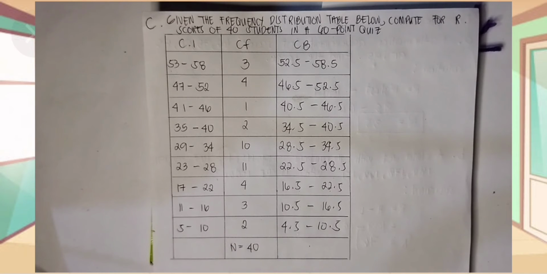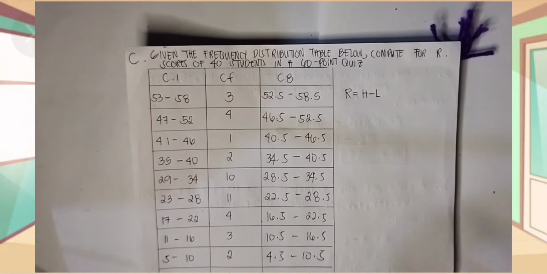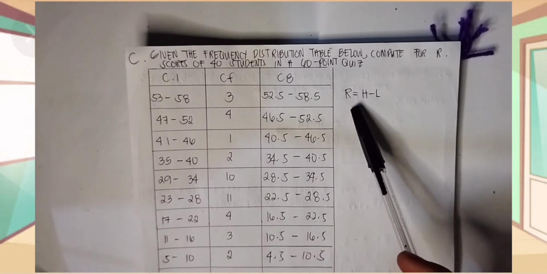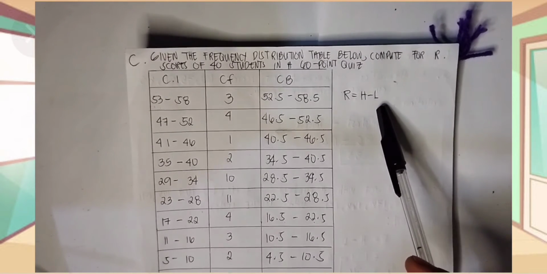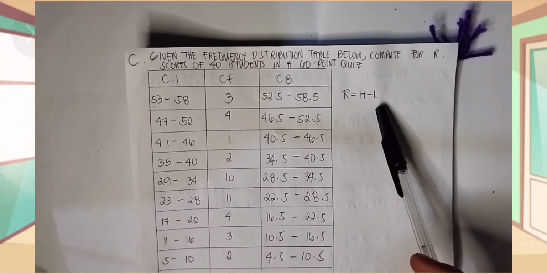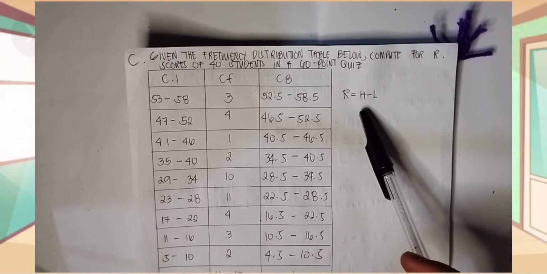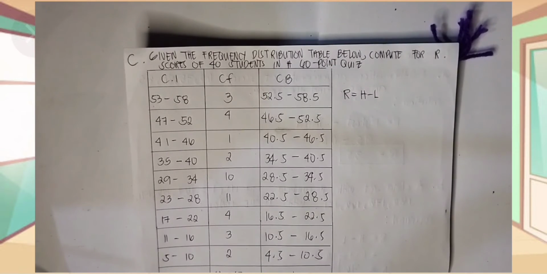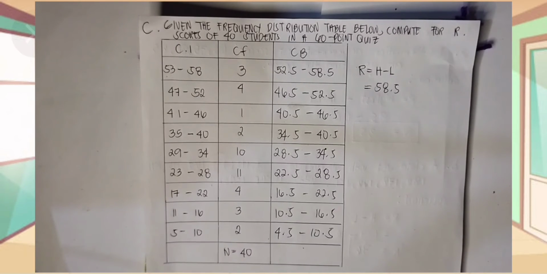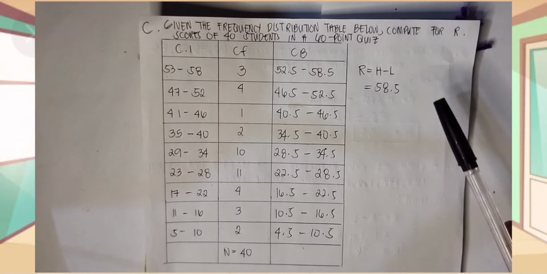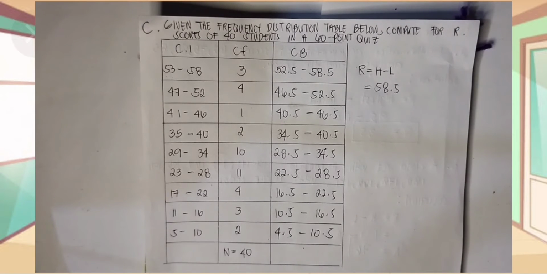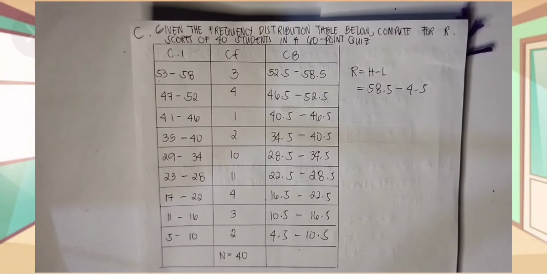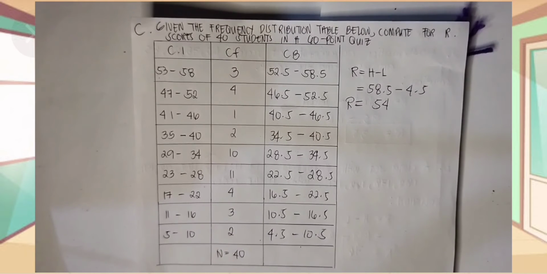Now we follow the second step, which is following the given formula. As I said earlier, the formula is the range is equal to the highest minus lowest. So, we do the same as we did at first. Identify the highest score and the lowest score. The highest score is 58.5, while the lowest number is 4.5. So, we subtract 58.5 minus 4.5, which is equal to 54. Therefore, our range is 54.